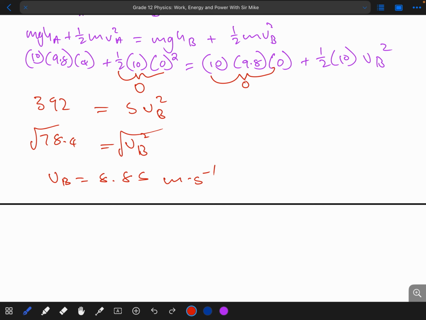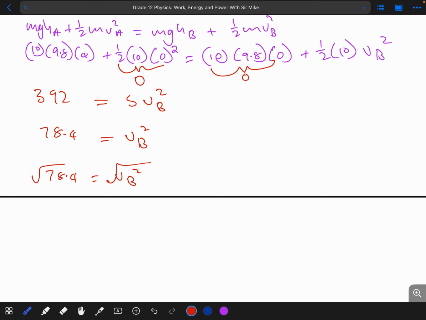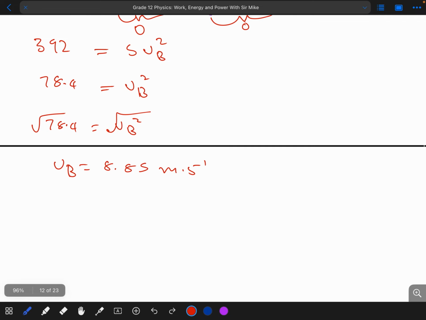Let me just drag this a little bit so that you can see we have 78.4 there. So 78.4 is equal to vb squared. Take the square root at that point. This will be vb equals, if I round that off, 8.85 meters per second. But remember, we can't round off our answer. Why? Because we are not at the final answer yet. Now I am going to show you something, a little bit of how we can actually avoid using that one there.